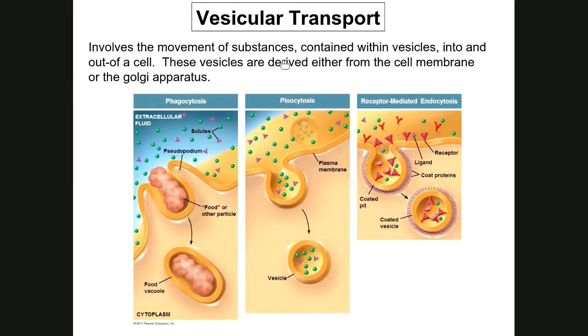There are two types of vesicular transport: endocytosis, endo meaning within, and exocytosis, the exo meaning out or exiting out or outside. For endocytosis, there are three forms of this type of vesicular transport. There's a type of endocytosis called phagocytosis, another type called pinocytosis, and another type called receptor-mediated endocytosis.